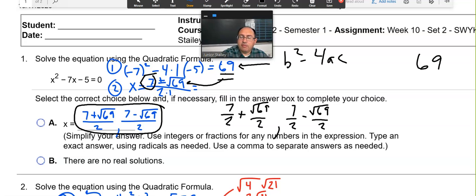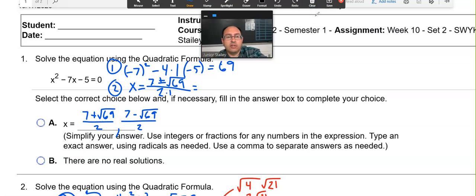Now, 69 does break up if you're trying to figure this out. 3 goes into it 23 times. Neither one of those is a perfect square. So, if you're trying to simplify the radical in this case, you can't. So, don't waste your time. All right. Next question.